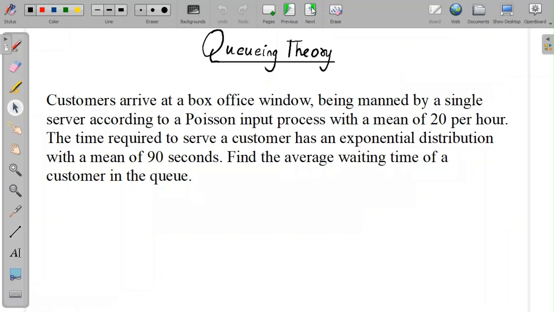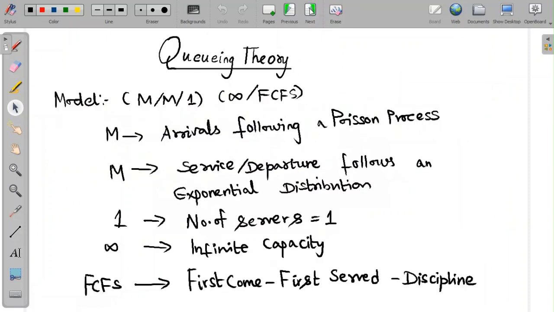Now, when we learn models like these, we'll understand the notations involved with the analysis of these models. For that, we'll look at the various notations, the various symbols involved while describing a model. Most models can be classified into one of these models that we'll learn across this course of video lessons. First model is termed as MM1, infinity, and FCFS.